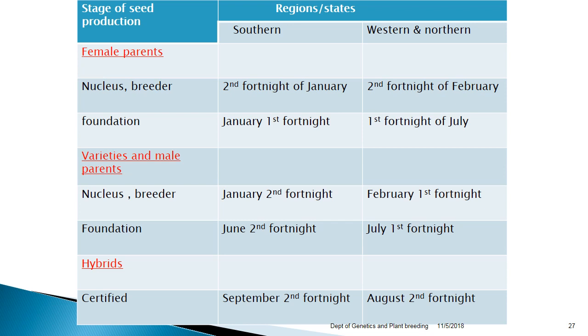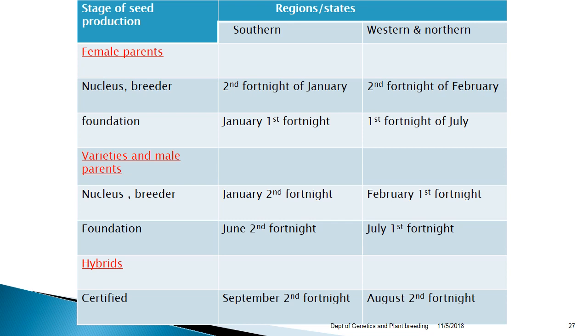Female parent, in southern or western zone, for nucleus and breeder seed, the female parent should be planted during second fortnight of January; in western and northern region, in second fortnight of February. Foundation seed, in southern zone, the January first fortnight, and in western and northern zone, first fortnight of July.